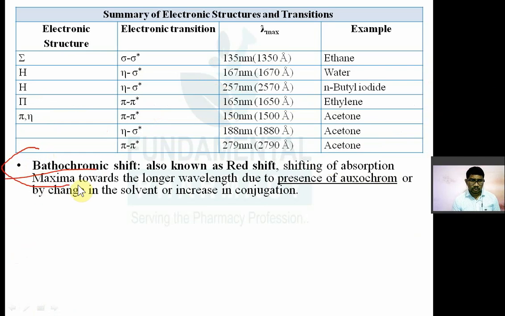So also known as a red shift. Bathochromic shift is also known as a red shift, and it is nothing but the shifting of absorption maxima towards the longer wavelength due to presence of auxochrome, or by changing the solvent, or by increasing the conjugation.